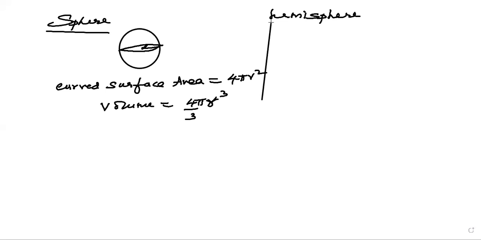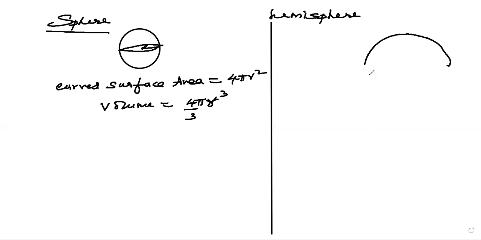Next, what you're going to learn is a hemisphere. Now hemisphere, I'll try to draw like a freehand drawing. Very difficult to draw, but anyhow, just see here. This is a half sphere. It has got a radius. This half sphere is called hemisphere. Hemi matlab half. Now it has got a curved surface.